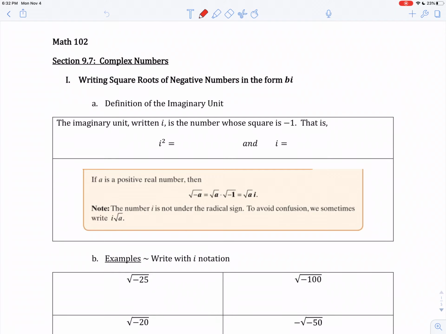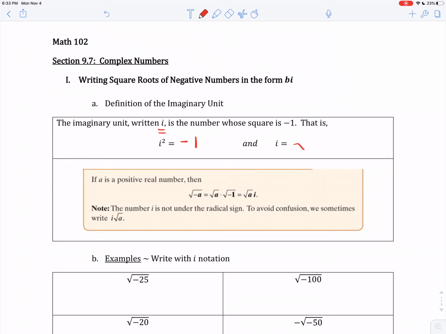So finishing up Chapter 9, Sections 9.7 and 9.8, you're going to be looking at complex numbers. And complex numbers involve the use of the imaginary unit. Now, the imaginary unit, which is always denoted with this lowercase i, is the number whose square is equal to -1. That's why we call this an imaginary unit, because we've already said that the square root of -1 is not a real number. So typically the way we define the imaginary unit is such that i squared is equal to -1. We'll use that very frequently.